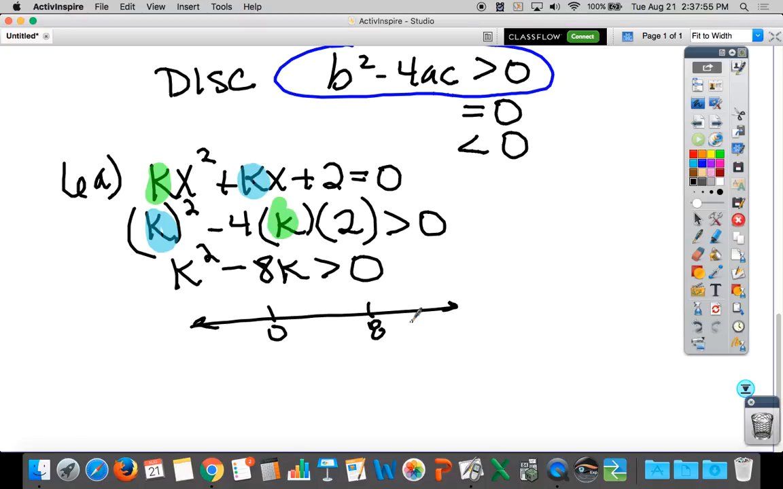Okay. Go and get your signs now. Guys, how can you easily fill in these signs? You don't even have to do the test if you know what this is a picture of. An upside down U or a right side up U?